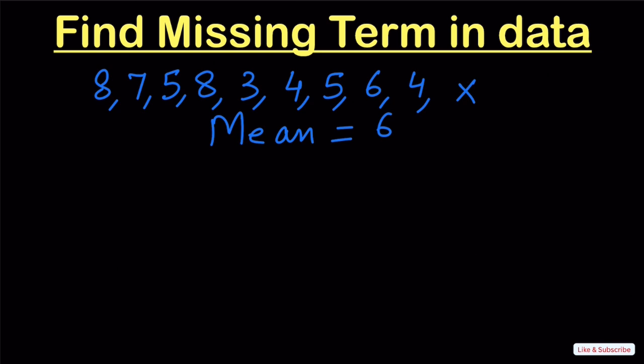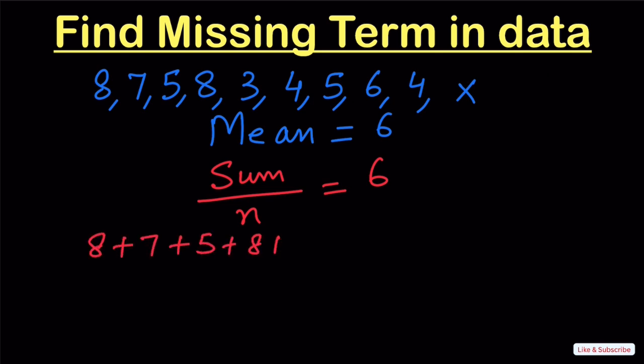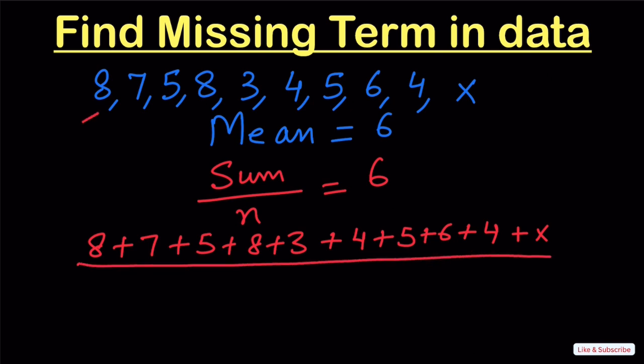So we are given the mean is equal to 6. The formula for the mean is equal to the sum of the numbers divided by how many they are, and that is given as 6. So we'll find the sum of all the numbers. That's going to be 8 plus 7 plus 5 plus 8 plus 3 plus 4 plus 5 plus 6 plus 4 plus x, and we'll divide by how many they are. That is 1, 2, 3, 4, 5, 6, 7, 8, 9, 10. So we'll divide that by 10, and that is equal to 6.